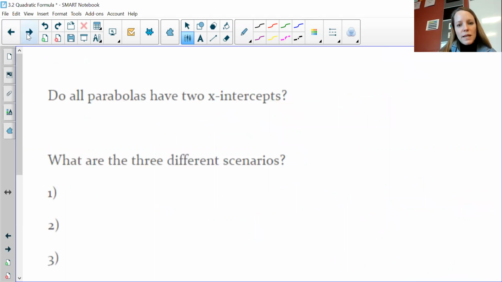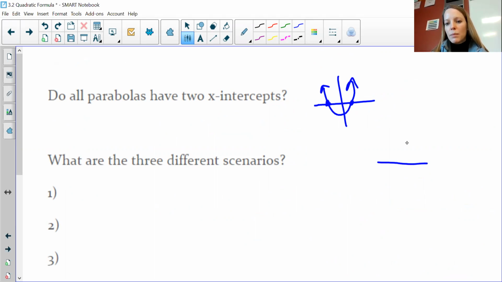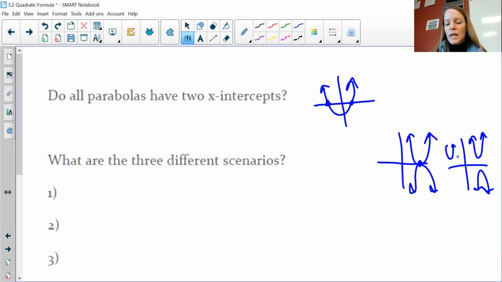Now, not all parabolas have 2 x-intercepts. Most of the time, we've been working with a parabola that has 2 x-intercepts, so it could be opening up or opening down. But sometimes the parabola can be sitting right on the x-axis. In that case, it'll have 1 x-intercept. Doesn't matter if it's opening up or down, it would have 1 if the vertex is sitting on the x-axis. Sometimes, though, the parabola will not cross the x-axis: if it's opening up and above the x-axis, or opening down and below, then it will have no x-intercepts.